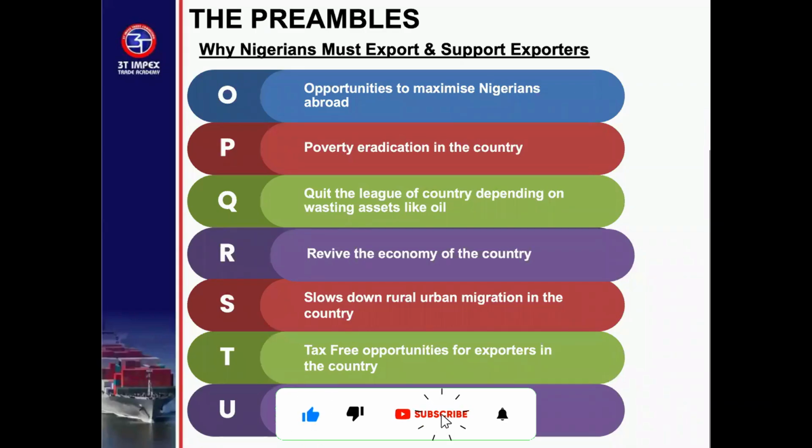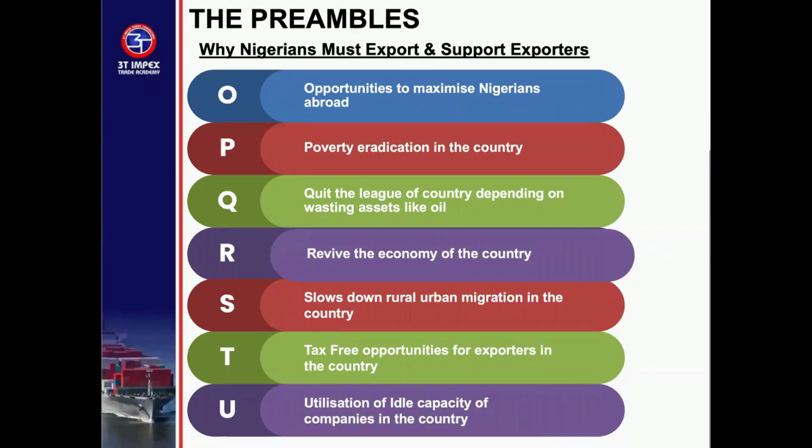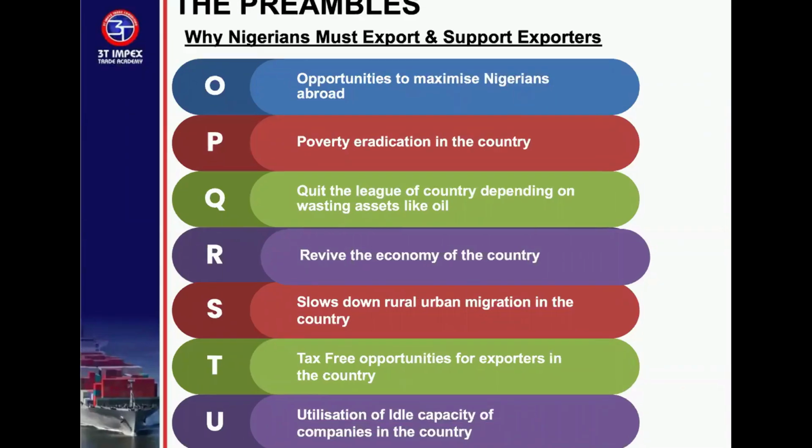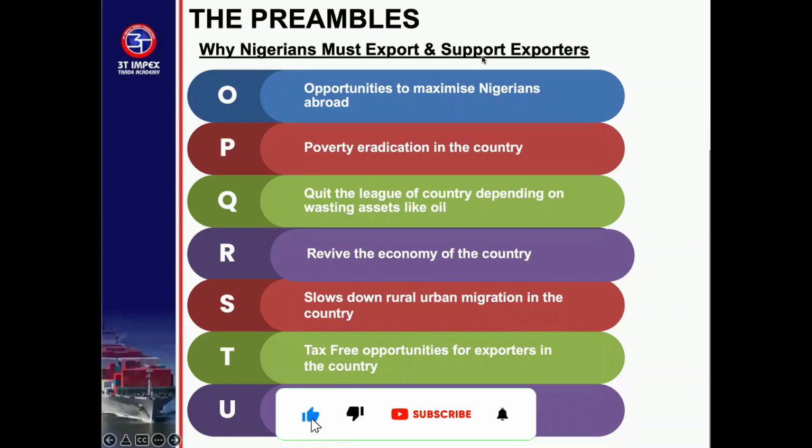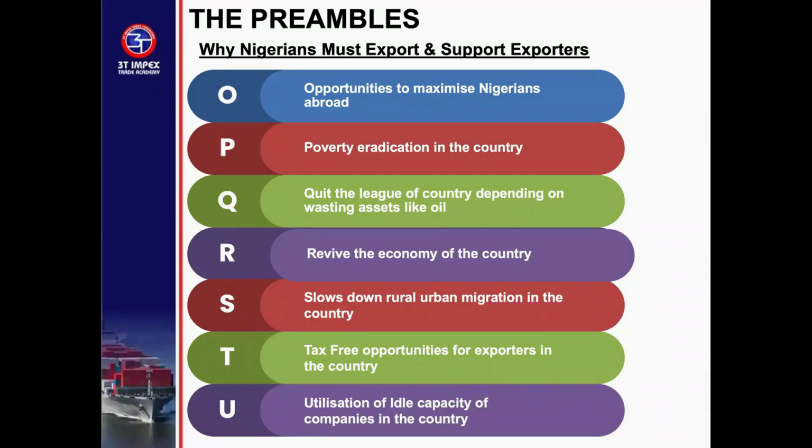Poverty eradication in the country. It helps us quit the league of countries depending on wasting assets like oil. Export can revive the economy of the country. Export can slow down rural-urban migration, if we begin to produce more and there is more demand for commodities grown in the rural area.